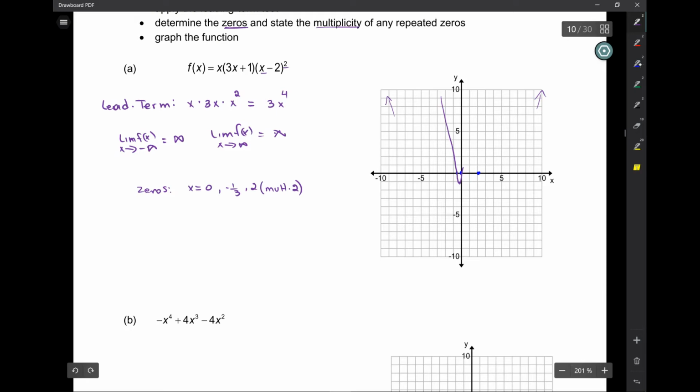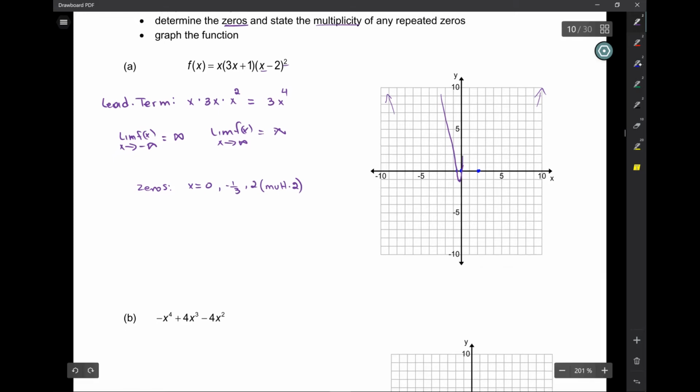Okay? And now, what is it going to do? It's got to turn back around to hit that second 0. But here we've got a multiplicity of 2. So it's got to turn around and go back up. Because there is a multiplicity of 2.